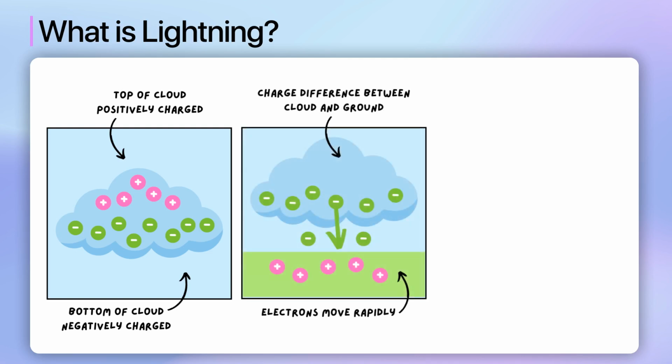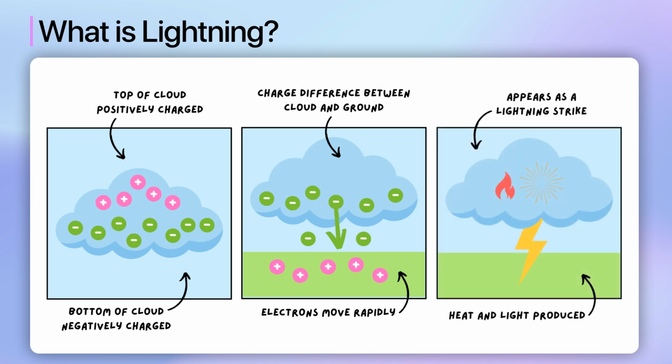Eventually, the charge difference between the cloud and the ground, or between different parts of the cloud, becomes so great that the air, which normally acts as an insulator, can no longer resist the flow of electricity. When this happens, a massive discharge of electricity occurs, which we see as a lightning strike. This lightning bolt is essentially a giant spark, where electrons rapidly move through the air from the negatively charged part of the cloud to the positively charged ground or another part of the cloud. The movement of these electrons through the air heats it up rapidly, causing the bright flash of lightning and the sound of thunder that follows.